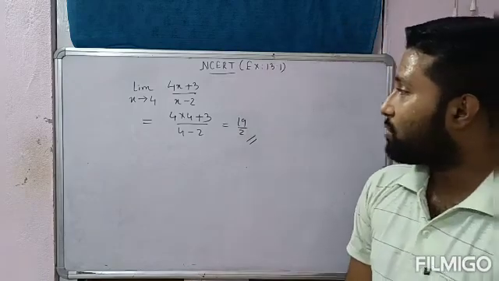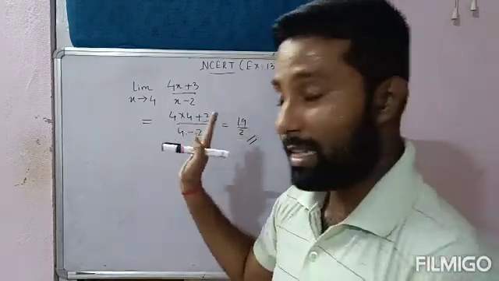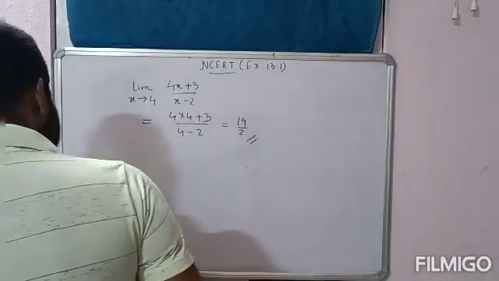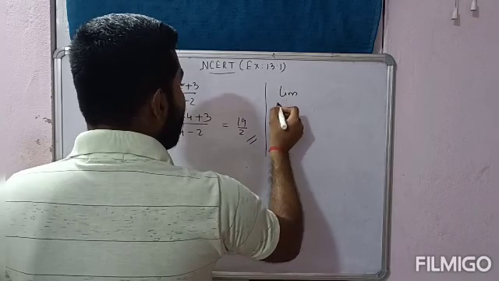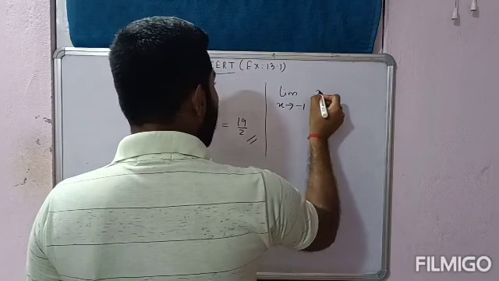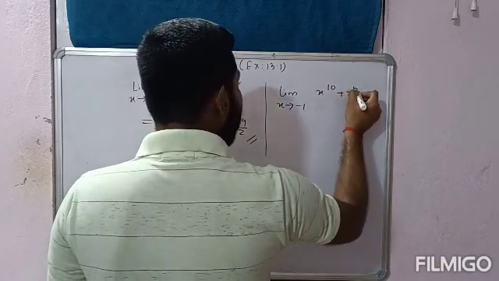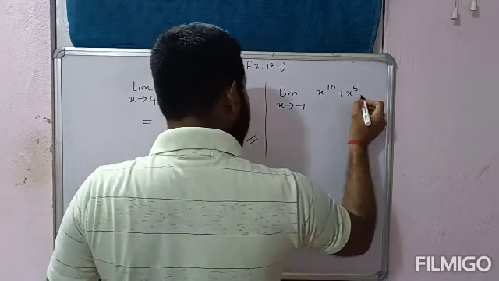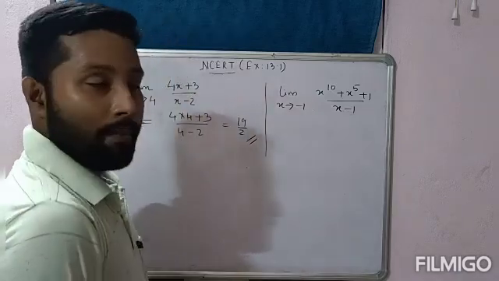Okay, so this is one question. This question is there in exercise 13.1. I think it is question number 4. NCERT question number 4. Okay, next, let us take one more question. Limit x approaches minus 1, (x to the power 10 plus x to the power 5 plus 1) divided by (x minus 1).